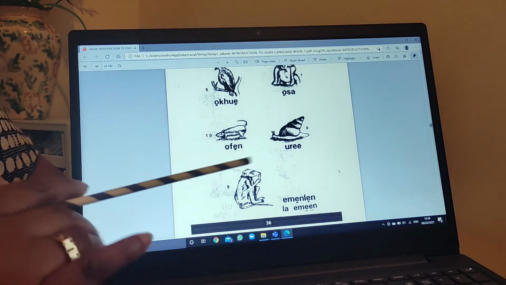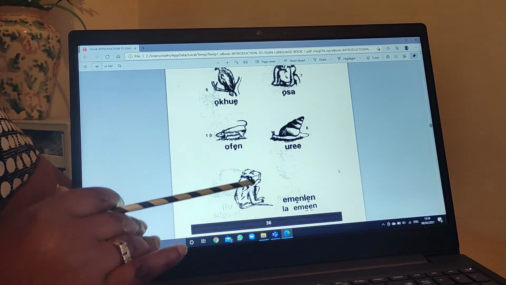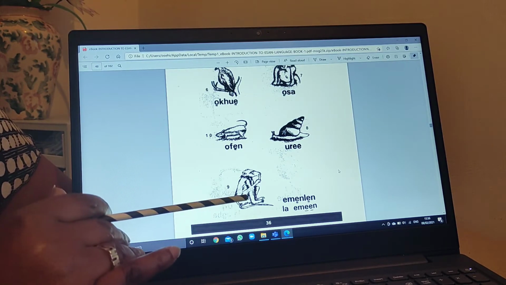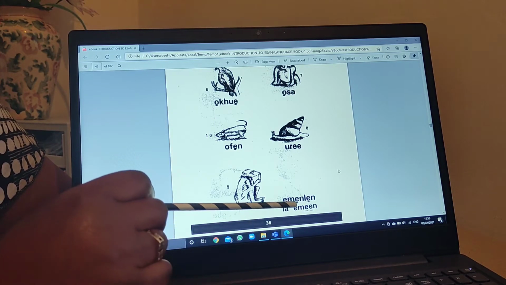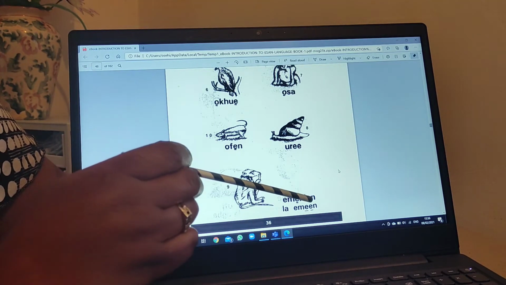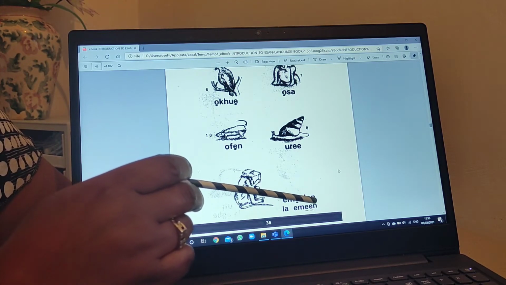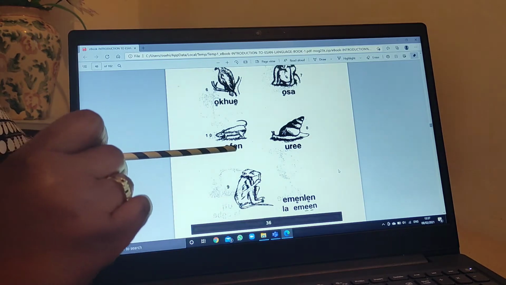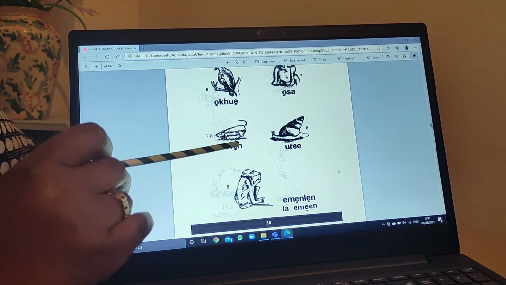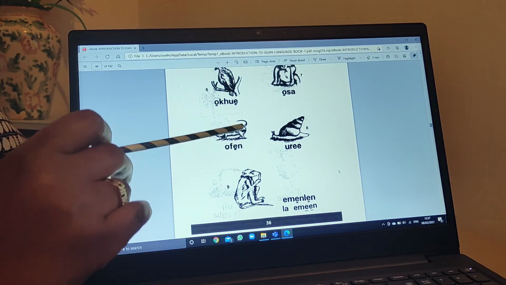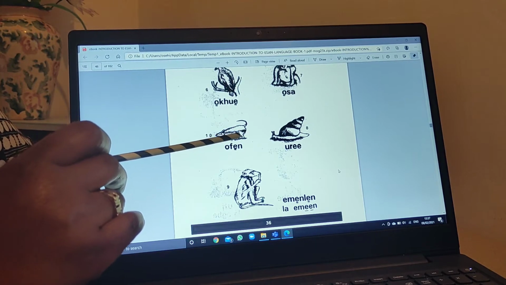Then I'll come down a bit here, leave those two first, and you can see the difference in the picture. Monkey, as usual, is pictured eating banana there. So it's emele, la eme. So it's either emele or la eme. Then ofen is rat. Ofen can be the bush rat or mouse or whatever.